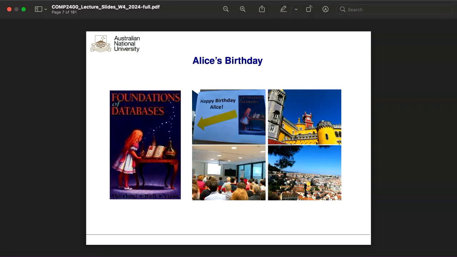Five years ago, when I was in Lisbon, attending some international conference, a group of database researchers got together. We had a birthday for this little girl. Basically, people came from different places, different countries, different universities. We talked about what database research would be, the future, and how this relates to applications.